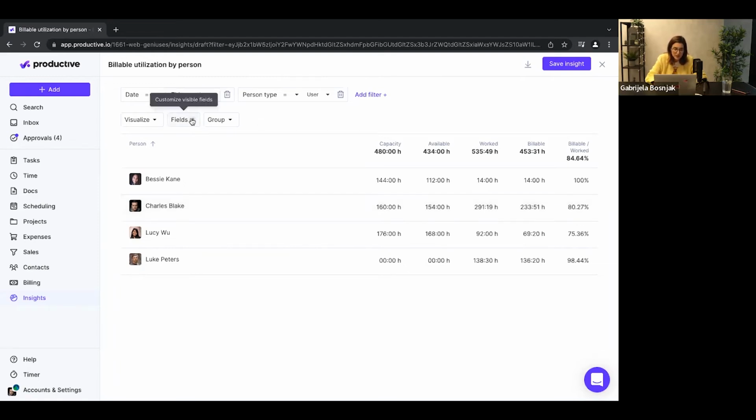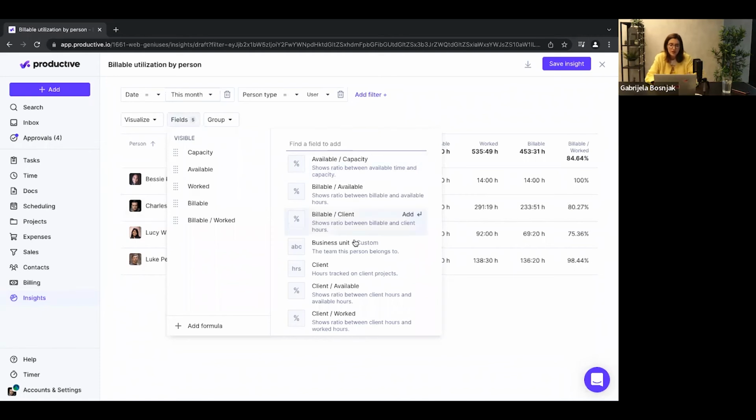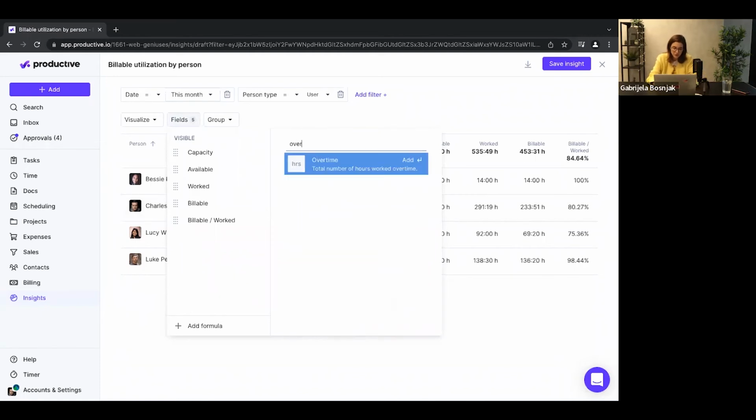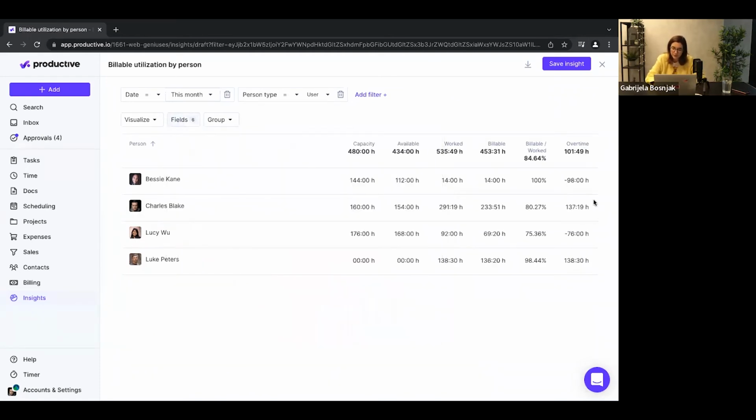And if you want to see how many hours he did overtime, you can add an extra field here, which is called overtime. Okay. So he had 137 hours overtime. Out of the hours that he actually worked, 233 hours were billable. That means hours that were worked on a client project, and the project manager has declared them as billable.